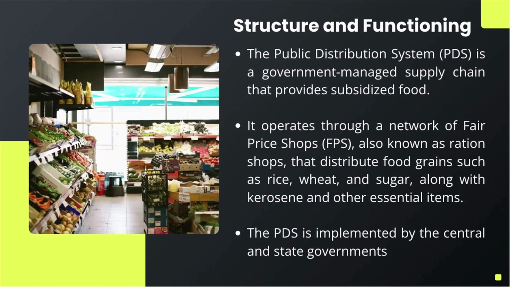And it operates through a network of fair price shops, also known as ration shops, that distribute food grains such as rice, wheat, sugar, along with kerosene and other essential items. And public distribution system is implemented by the central and the state governments, with the central government managing procurement, storage and transportation, and the state government handling distribution and implementation.